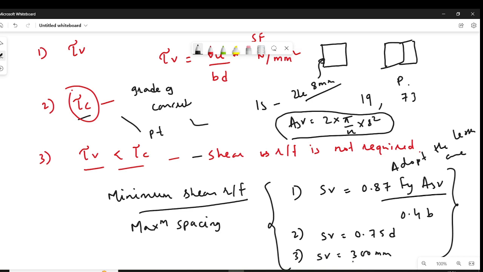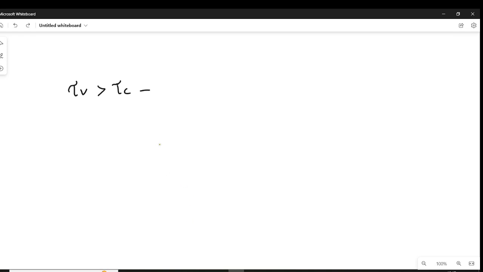One more thing, in any case the spacing should not be more than 300 mm. This you should also note. If tau v is greater than tau c, then we can say that the concrete is not capable of resisting the shear, and here we have to write one statement: shear reinforcement must be provided.